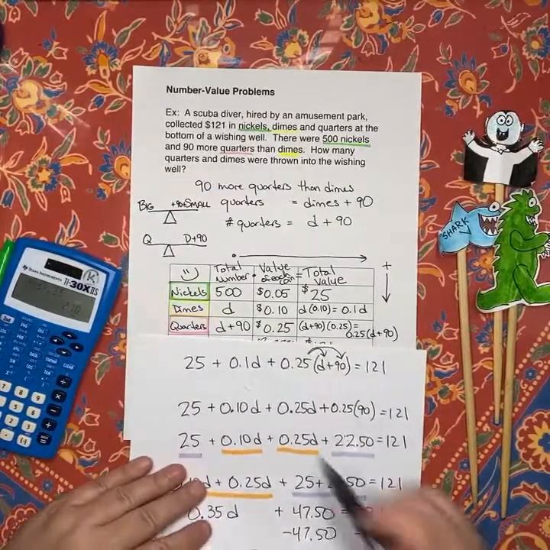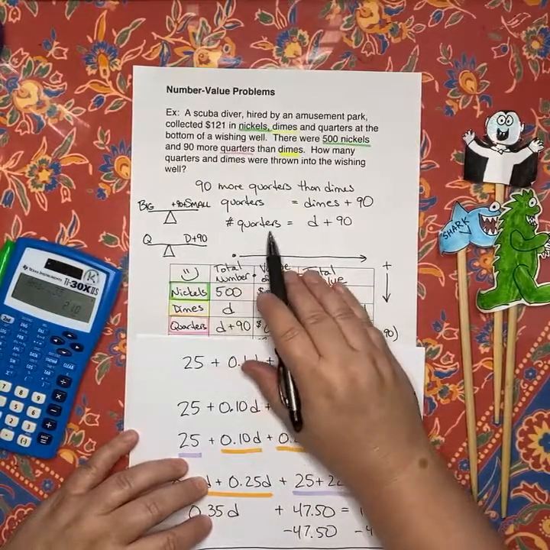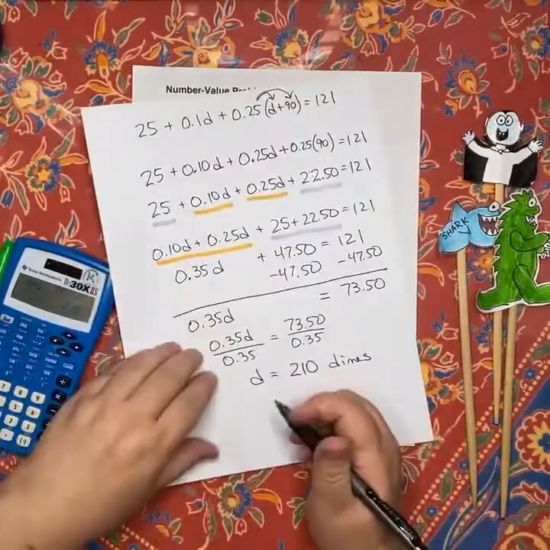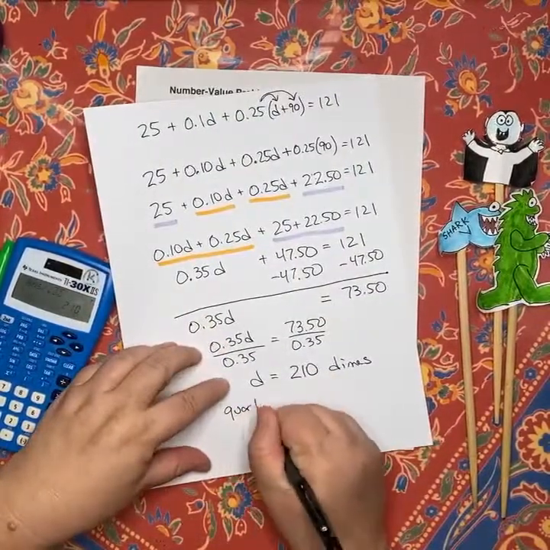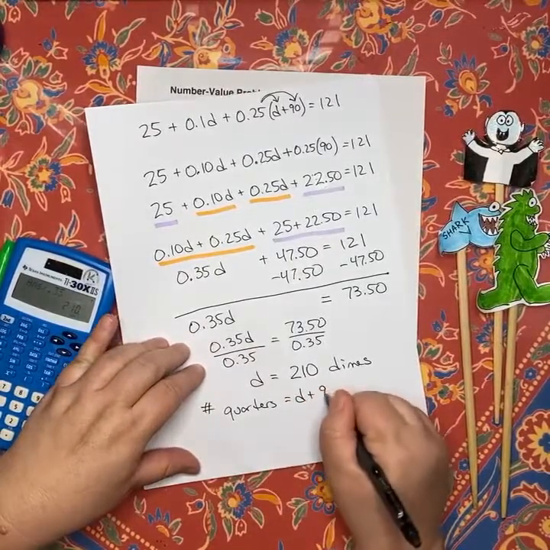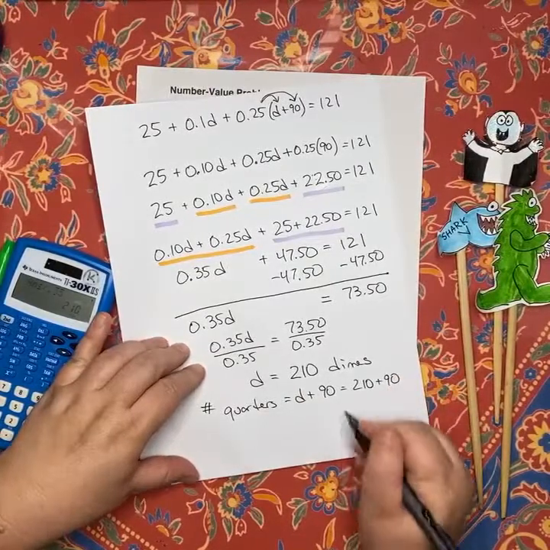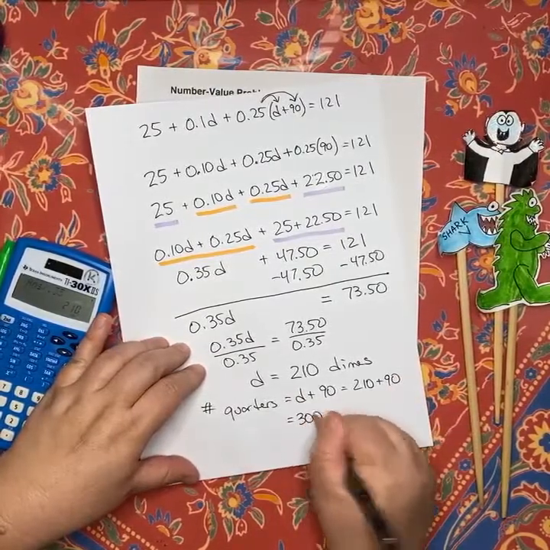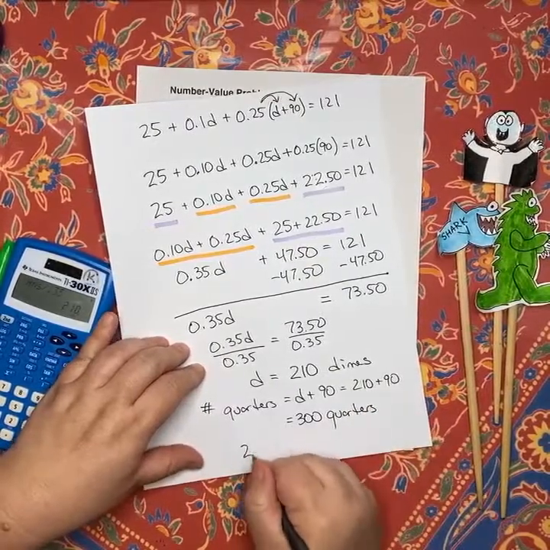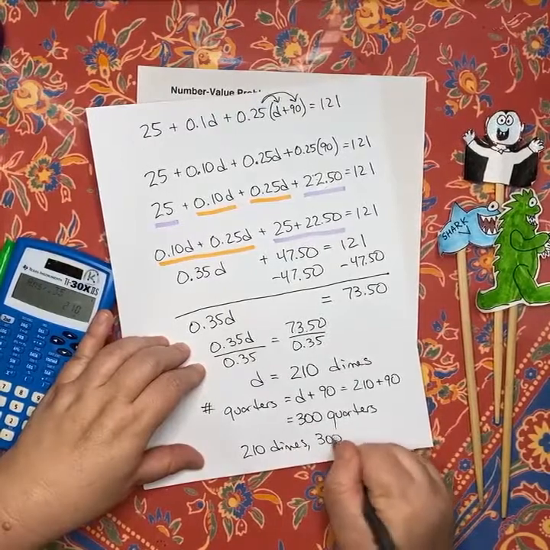So I see here and I see here, I can look at either spot. The number of quarters is D plus 90. So the number of quarters is D plus 90, which is 210 plus 90, which is 300 quarters. So I've got 210 dimes, 300 quarters.